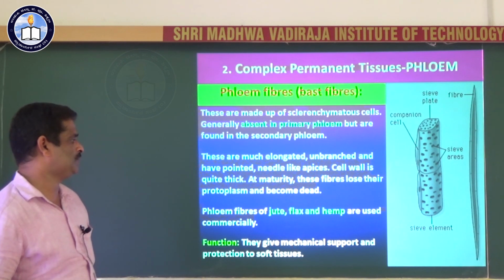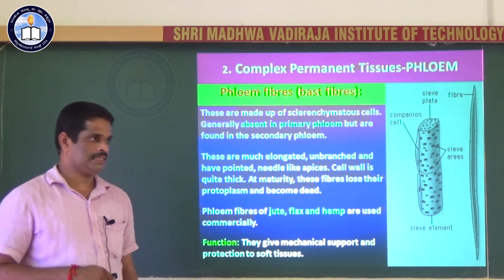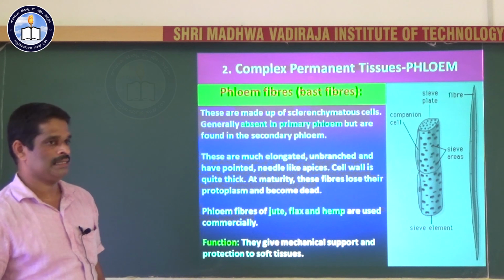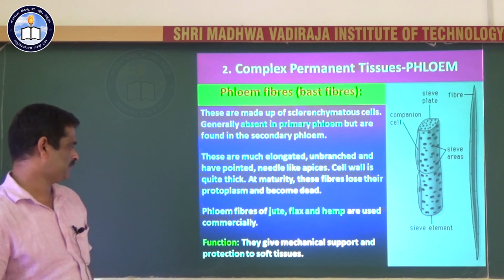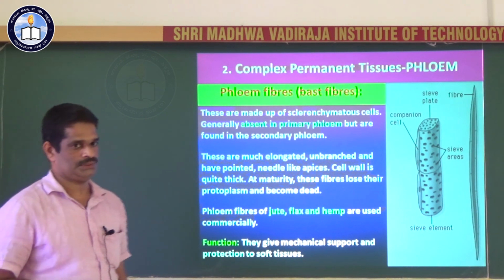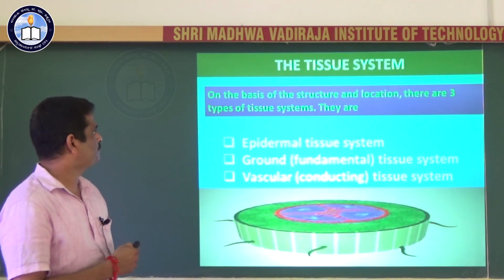Phloem fibers of jute, flax and hemp are used commercially. Say, jute, flax and hemp are the phloem fibers, they have commercial use. Functions: they give mechanical support and protection to the soft tissues. So this is about the phloem.